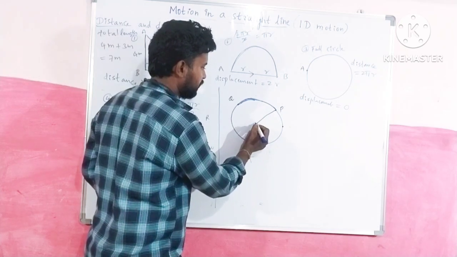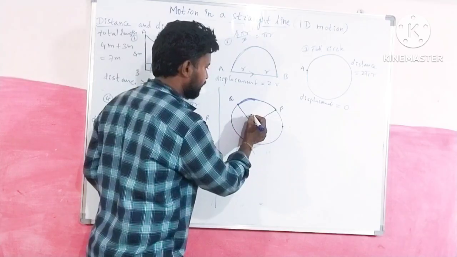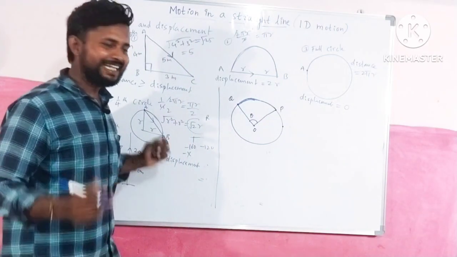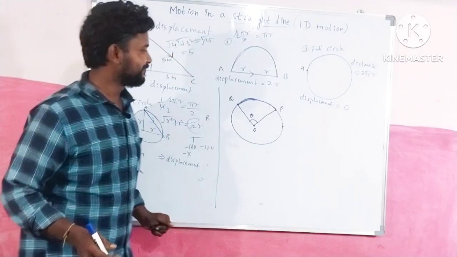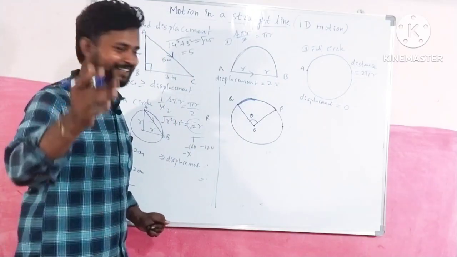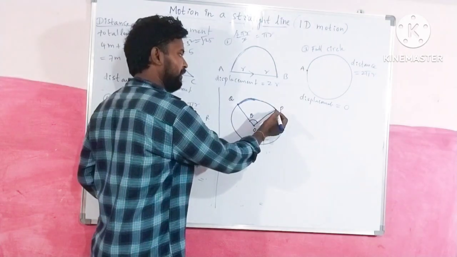At the position, it makes some angle at the center. This angle we can take as theta. Theta is the subtended angle at the center of the particle. Look here, in this case the body is moving from point P to Q.